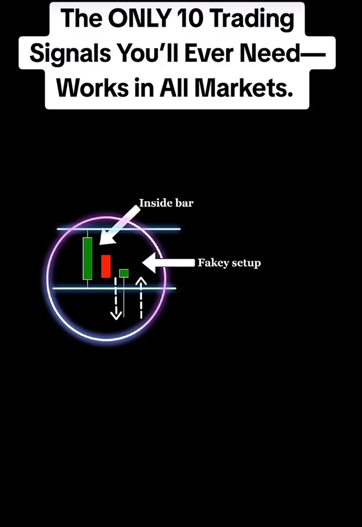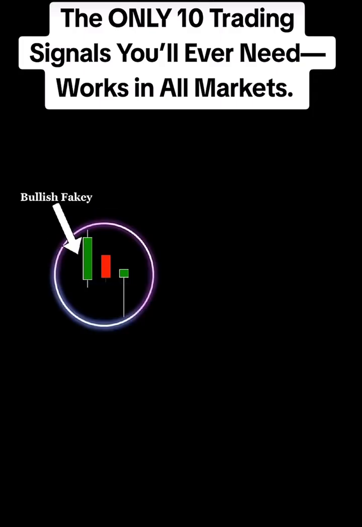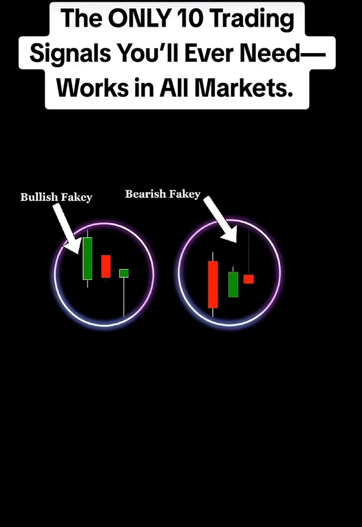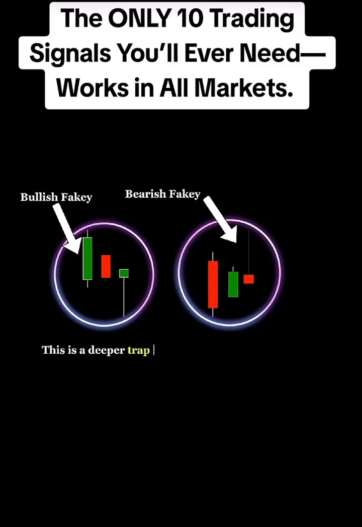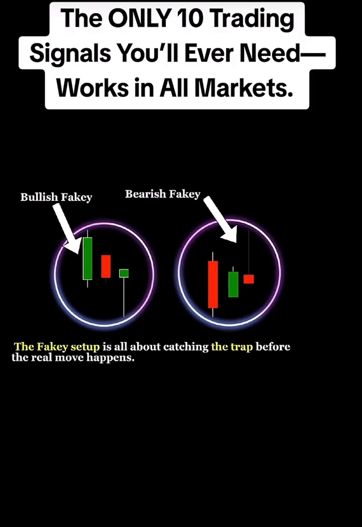There are a few variations of the Fakey pattern you need to know. A bullish Fakey, where price fakes a downside breakout and then explodes upward. A bearish Fakey, where price fakes an upside breakout and then collapses downward. Sometimes the Fakey happens with 2 or 3 small candles after the inside bar before the fake breakout. This is a deeper trap that fools even more traders. No matter which variation you spot, the key is always the same. First, a fake breakout, then a quick rejection, followed by a strong move in the opposite direction. The Fakey setup is all about catching the trap before the real move happens.